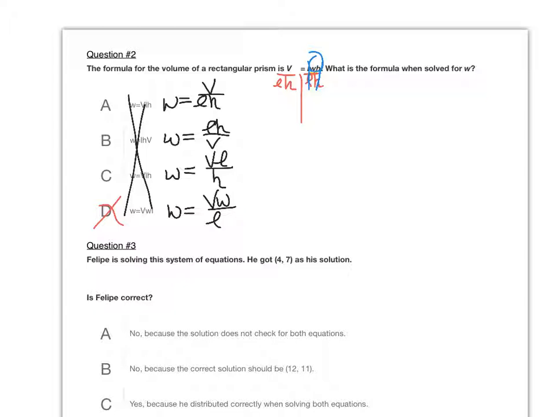So I end up with W, and I'm going to flip this around. So I'm putting W on the left, and then volume, which is V, over L times H. So there's my answer, which matches exactly with answer A.